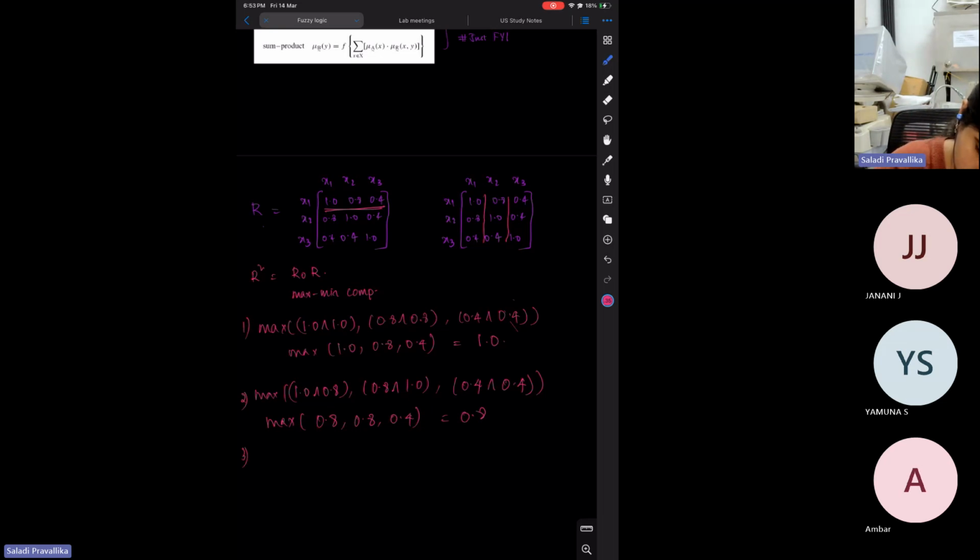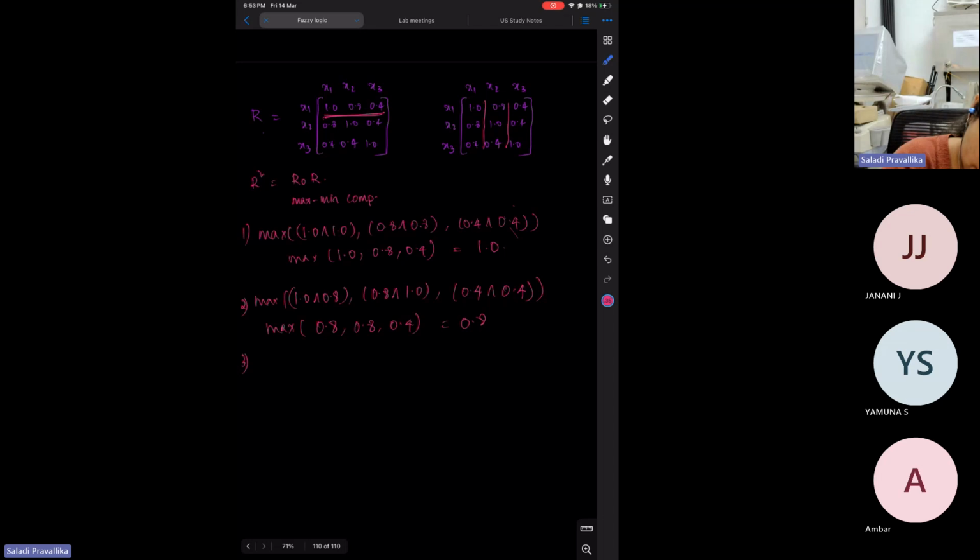Third element, you take this and this. So it is max of 1 intersection 0.4, 0.8 intersection 0.4, 0.4 intersection 1. Max of 0.4, 0.4, 0.4, which is equal to 0.4.